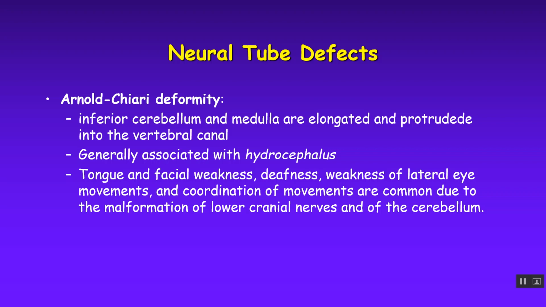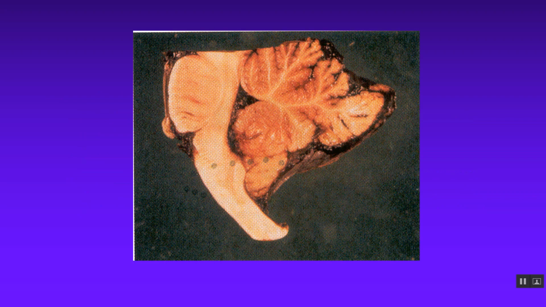So that's when they'd have to do surgery for sure, to open those up, or put a drain into your cerebrum. It can cause tongue and facial weakness, deafness, weakness of lateral eye movements, and coordination problems, because the cranial nerves that supply those come off right around that area in the medulla, and they can get squeezed in that foramen magnum also.